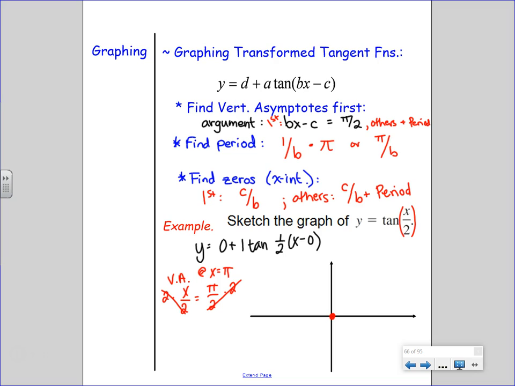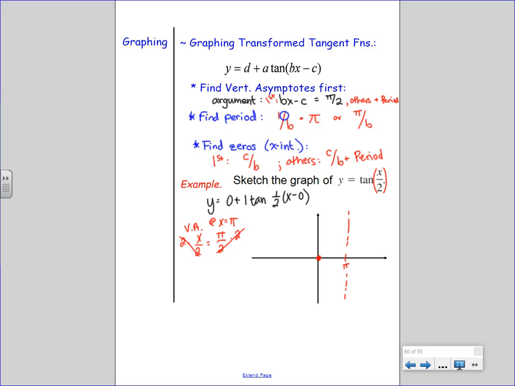So I'm going to go over to pi, right? So I know at pi there's a vertical asymptote. But now I need to know how spread out everything is, right? So that's my first vertical asymptote. What's my period? Well, maybe the first vertical asymptote gives you a hint, but the period is 1 over b. And this is why I like 1 over b times pi. This is tangent. What do you do with 1/2? Flip them. So 2 times pi. Oh, so what's my period? 2 pi.